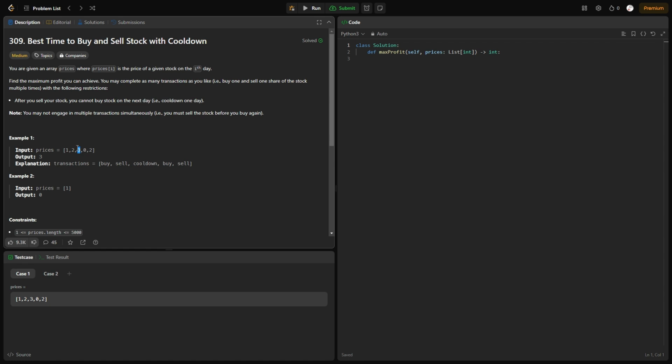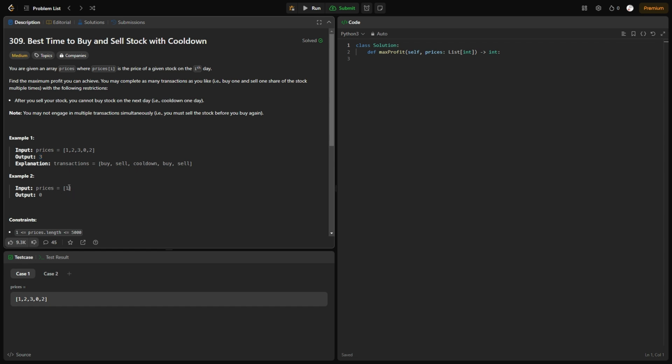We're taking this middle day here as the cooldown day, or the rest day, between a sell and a buy. Alternatively, we can also buy immediately at the start, and then sell at 3. So right off the bat, we get a profit of 2. However, we cannot buy the stock at 0 since there's a cooldown day after selling the stock. So that gives us a cumulative profit of 2. That's going to be less than 3, so 3 is still going to be the optimal.